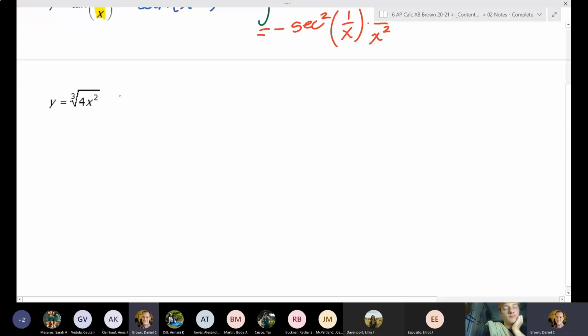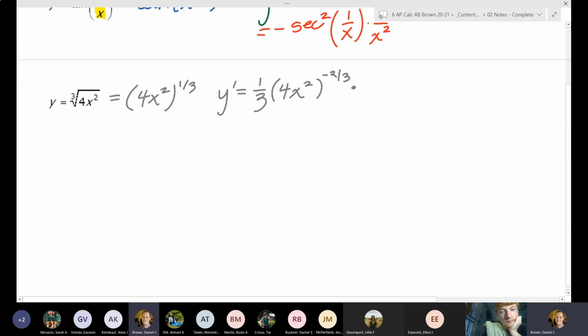If I'm doing it with the chain rule, we can see it's the chain rule because we have this inside function of 4x squared, and it's raised to the 1/3 power. So using the chain rule, what is y prime going to be? That outside function is something to the 1/3 power, so I can move the 1/3 down in front. 1/3 minus 1 is negative 2/3. Leave the inside the same, and then we multiply by the derivative of the inside. And the derivative of the inside would just be 8x.